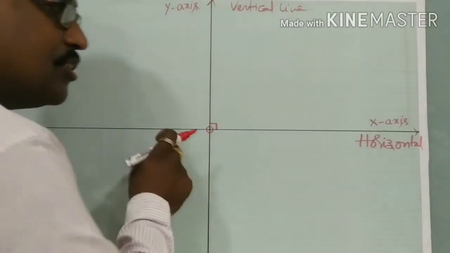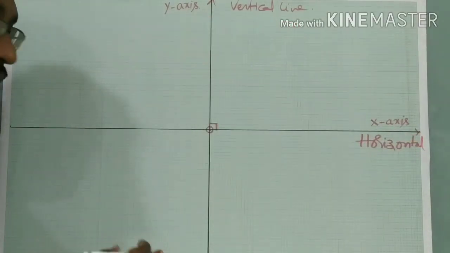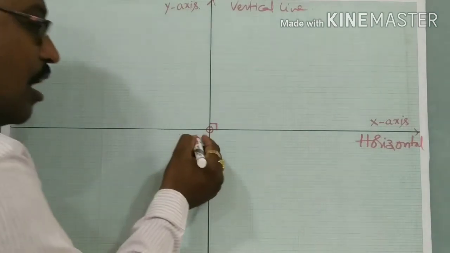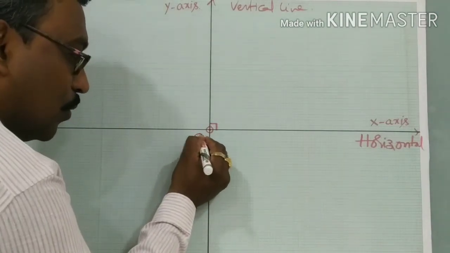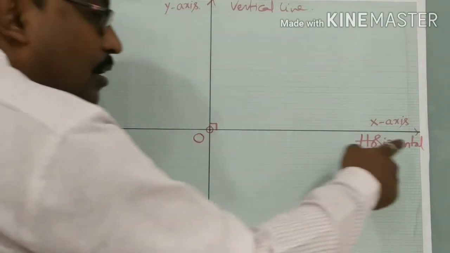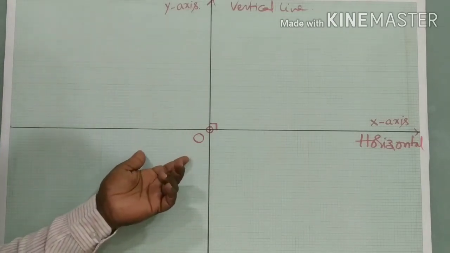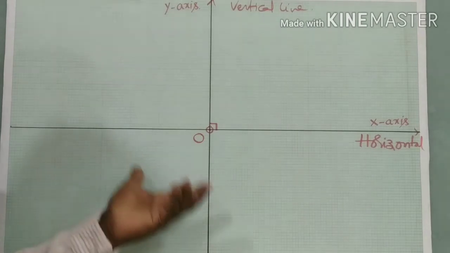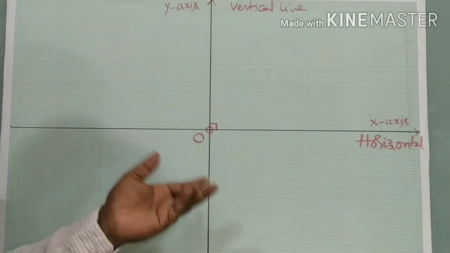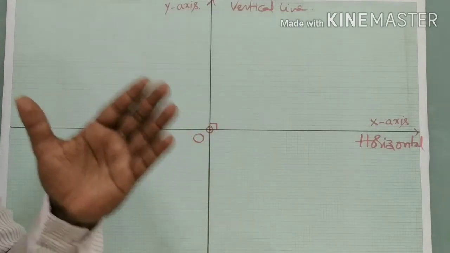So the point of intersection of the horizontal line, that is the x-axis, and the vertical line, that is the y-axis, is known as the origin. The origin is denoted by the capital letter O. Now, whether it is the horizontal line or the vertical line, it is an integer line. And of course, it's a real number line. Presently, we use integers on the number line, and of course, the x-axis or the y-axis is a real number line.